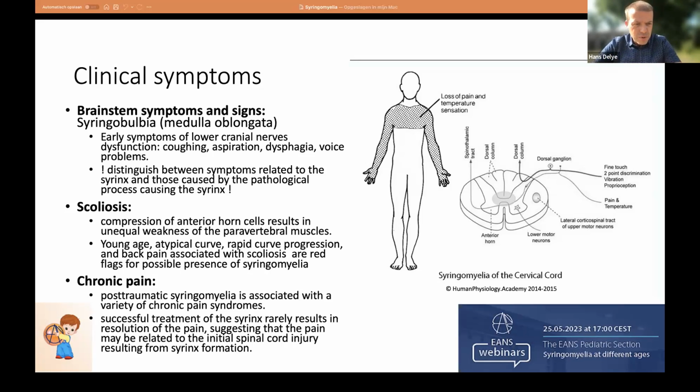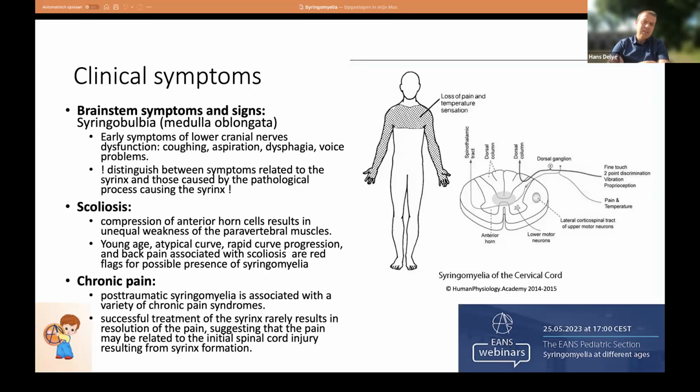Another presentation is, of course, scoliosis, as Dominic told us. It could be an effect of the compression of the anterior horn cells, resulting in an unequal weakness of the paravertebral muscles, and then scoliosis can start and can progress. Typically, scoliosis at a young age with an atypical curve, rapid curve progression, and back pain associated with scoliosis. Those are red flags, and then there should be a screening for the presence of syringomyelia.